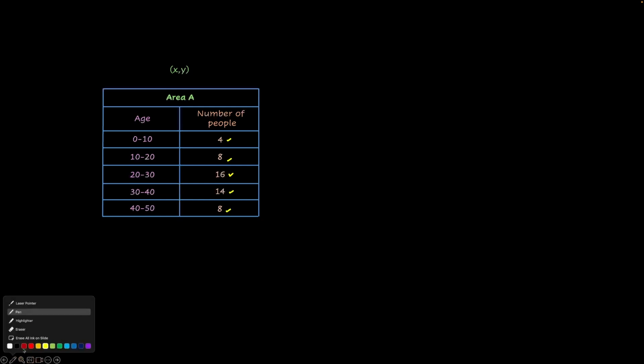To do that, we need to find one point in this entire interval, and that point has been chosen to be the midpoint. It's also called the class mark. It's just another name given to represent the midpoint of these intervals.